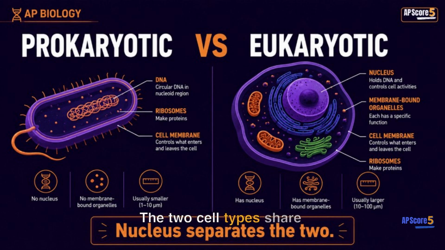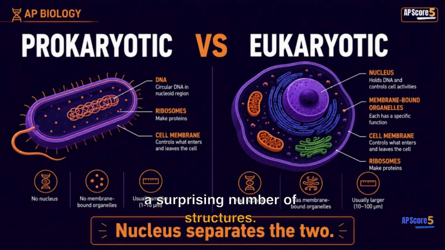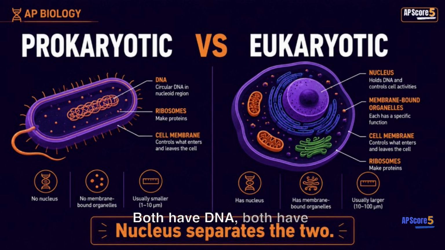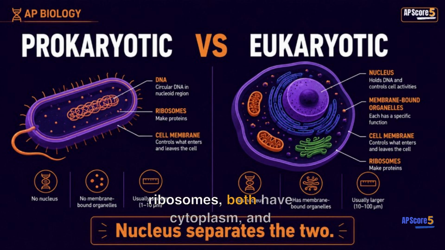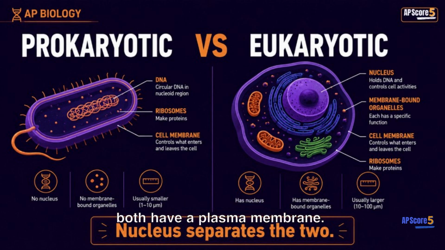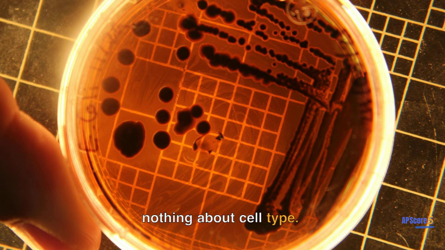The two cell types share a surprising number of structures. Both have DNA, both have ribosomes, both have cytoplasm, and both have a plasma membrane. So when a stem mentions any of those four features, that information alone tells you nothing about cell type. Always look for the nucleus, the organelles, or the example name to make the call.